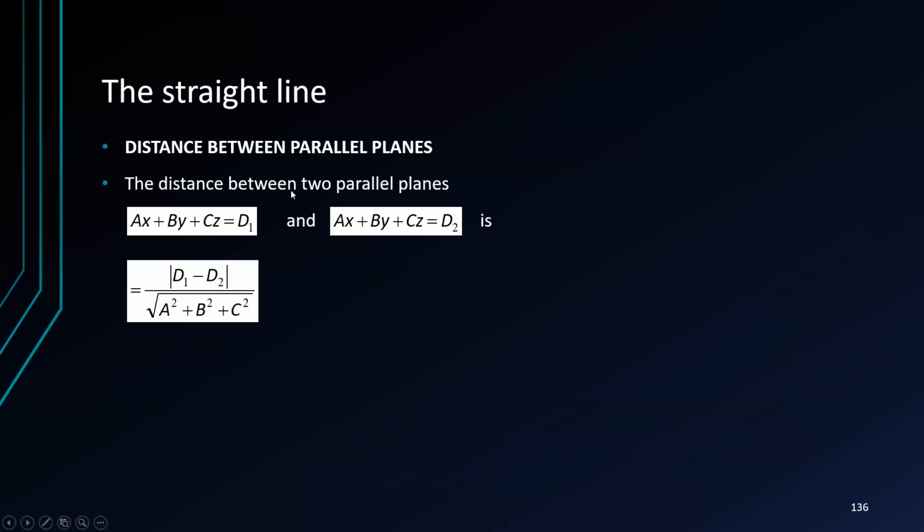Distance between parallel planes, ito lang naman yan. AX plus BY plus CZ is equal to D1 and AX plus BY plus CZ is equal to D2. Parallel siya, same ang A, B, C, parehas. So the distance is equal to the absolute value of D1 minus D2, divided by the square root of A squared plus B squared plus C squared. So ito, positive ba kung mag-ano ka dyan, so this is plus or minus, depende sa drawing mo.